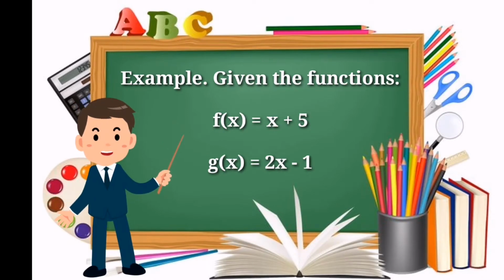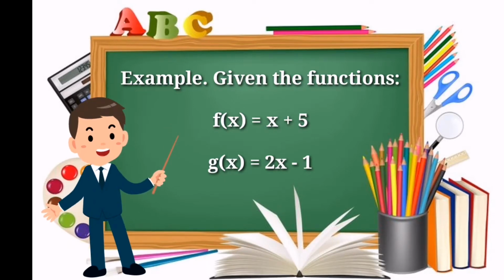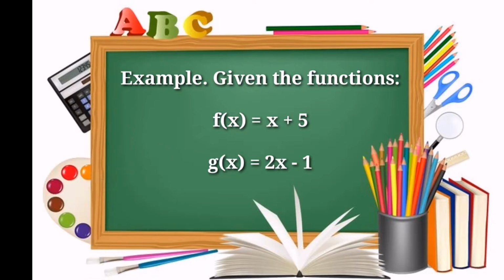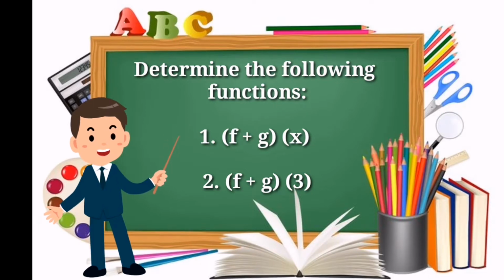Example, given the functions f of x, which is equal to x plus 5, and g of x, which is equal to 2x minus 1. Now, determine the following functions. Number 1, the quantity f plus g of x. Number 2, the quantity f plus g of 3.